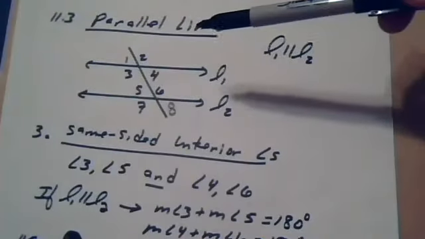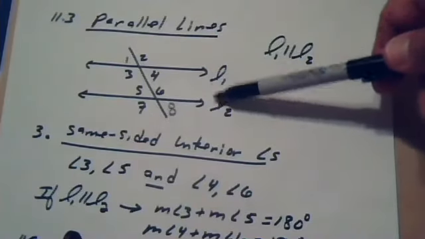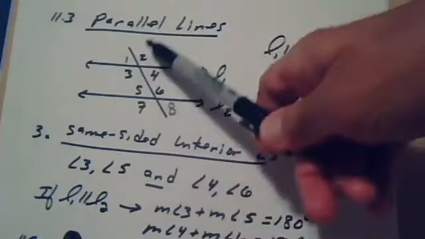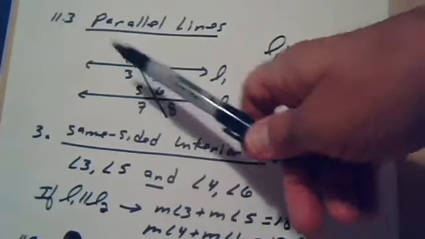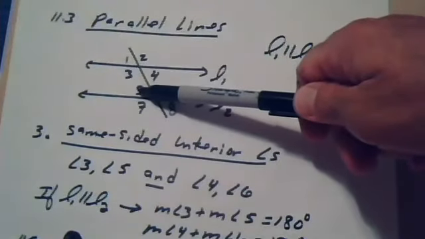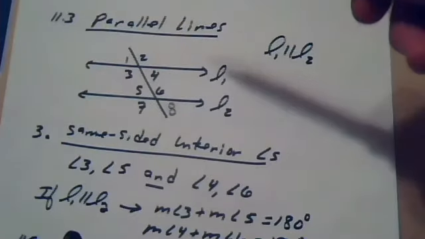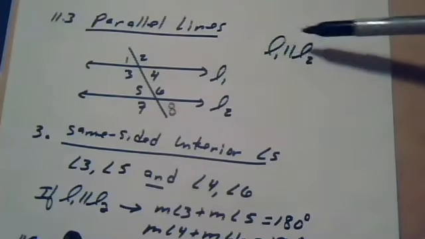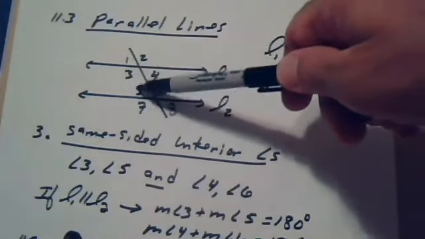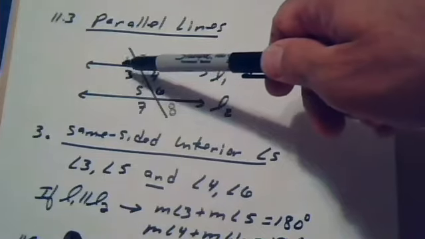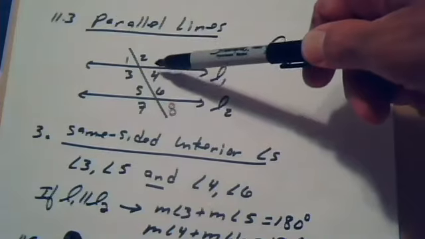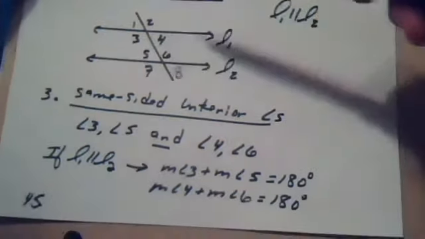We have one more type of angle when we have parallel lines, and these are like 3 and 5. Those are same-sided. They're on the same side of the transversal. Same-sided interior means they're between the 2 parallel lines. So 3 and 5 are same-sided interior. 4 and 6 are same-sided interior. And if the lines were parallel, then same-sided interior angles would add up to 180. The measurement of angle 3 plus angle 5 would add up to 180. The measurement of angle 4 plus the measurement of angle 6 would be 180.